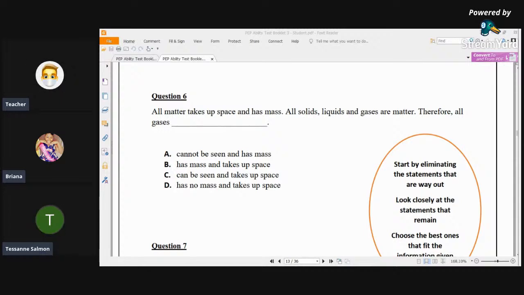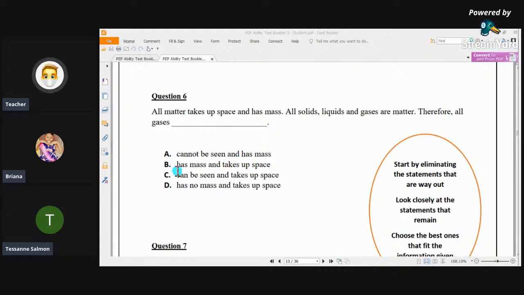I would say can be seen and takes up space. Not can be seen, because some gases we don't see them, but all gases must have what? They must have mass and therefore take up space.